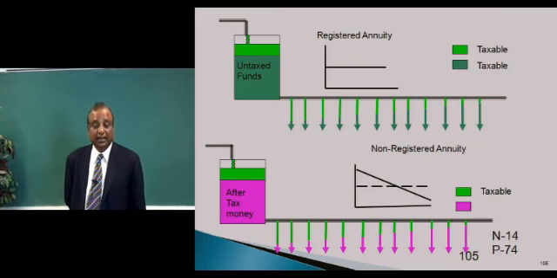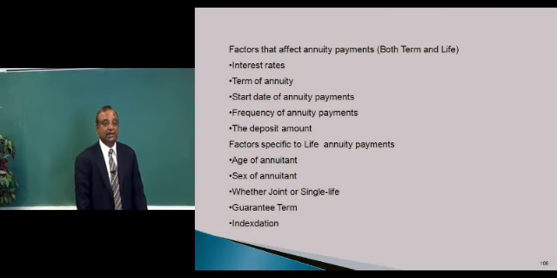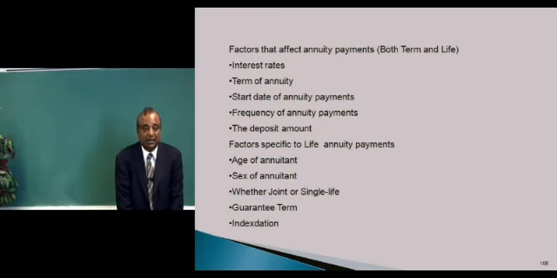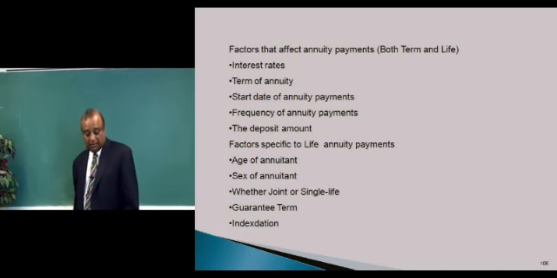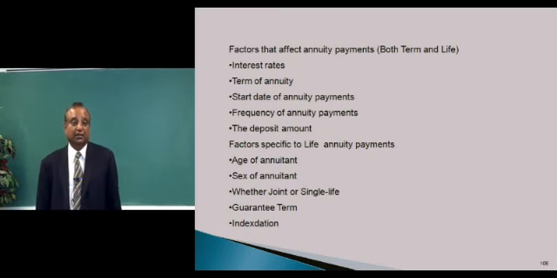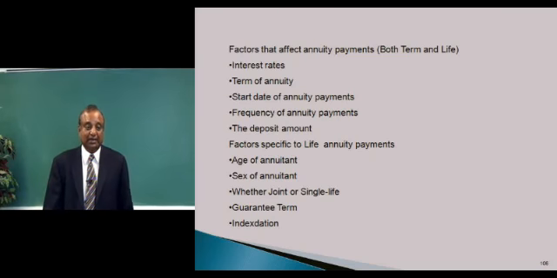So factors that affect annuity payments are interest rates, term, start date and frequency, and the deposit amount. Factors that are specific to life annuities are age and sex of the annuitants, because that determines the life expectancy, whether joint or single, the guaranteed term, whether there's indexation or not.